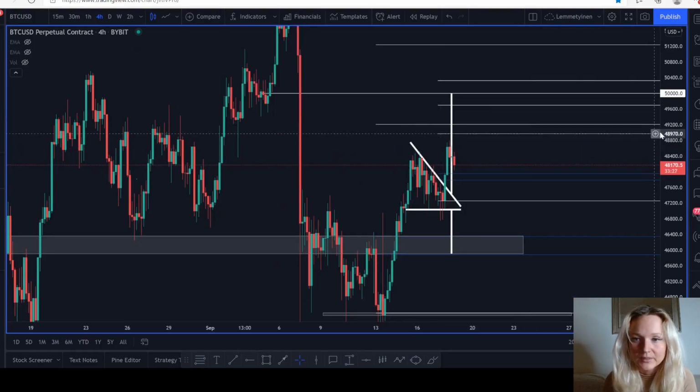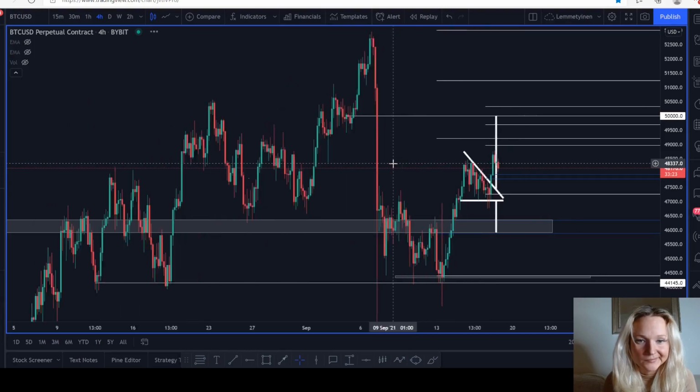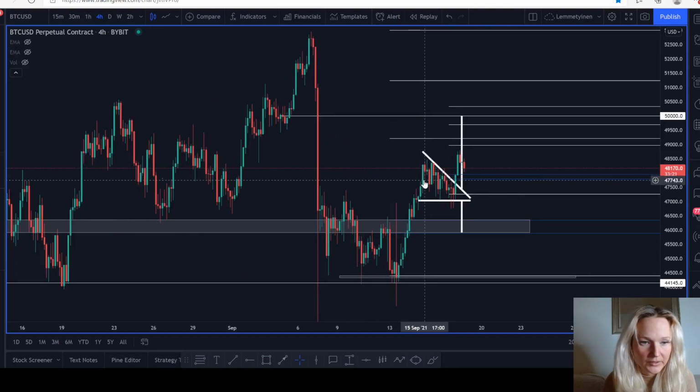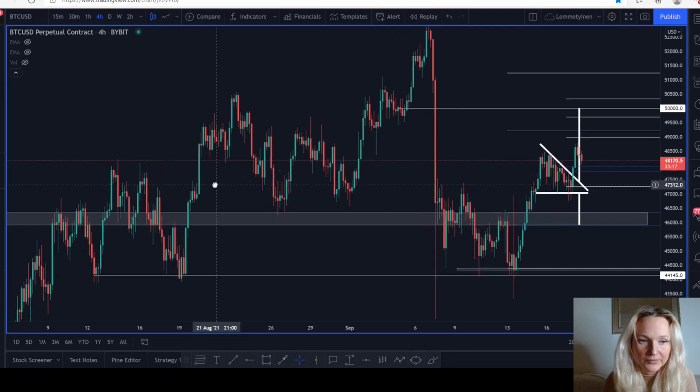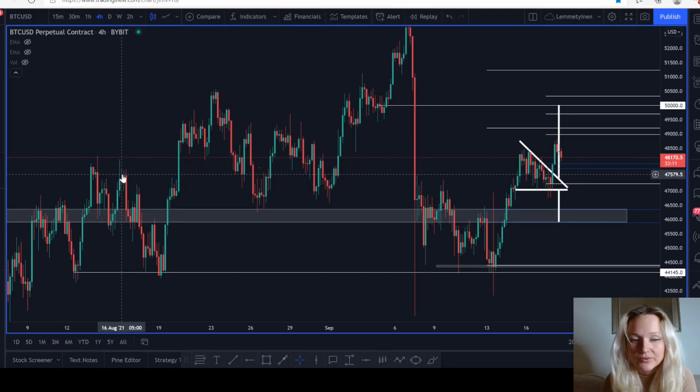We're looking at what happened before, where the target can be. So if the market comes back down, it can definitely retest the previous high that we did around here, and that is 16th of August.